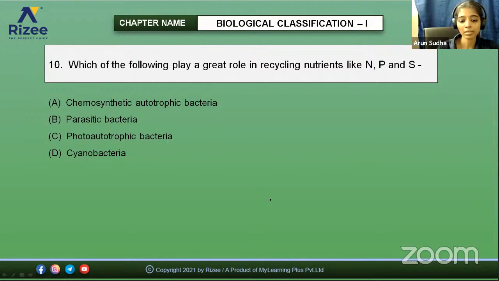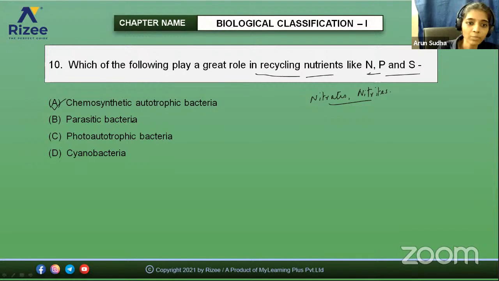So why is it option A? Because for this recycling of nutrients, they have to utilize the nitrogen, phosphorus, and sulfur. The answer is chemosynthetic, because they use all the chemicals which contain, for example, nitrates that we saw, right? Nitrates, nitrites. So wherever there is an accumulation of these chemicals in the form of nitrogen, phosphorus, and sulfur, these bacteria use them for the production of food. So they help in the recycling of nutrients. It is mainly done by chemosynthetic autotrophic bacteria. A is the correct answer.